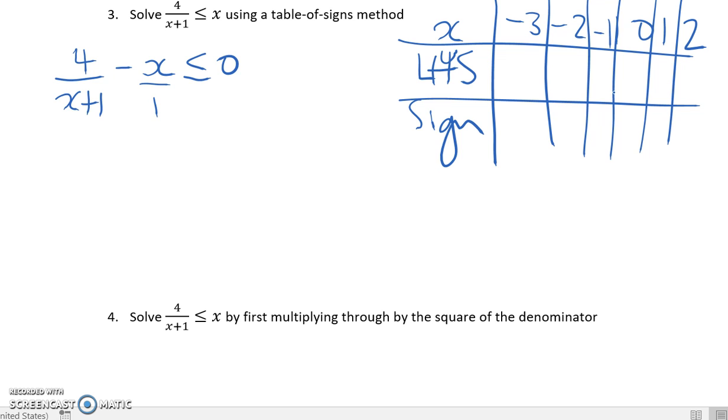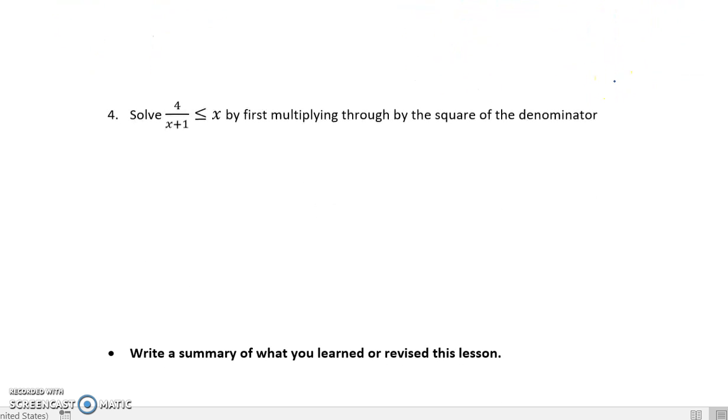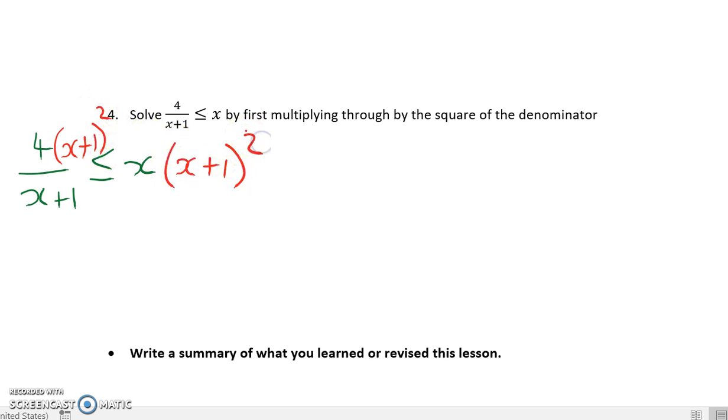And then with the second one, it's the same question, but you're going to be using the square of the denominator. So this one, you don't have to get everything onto the left-hand side. What you want to do is multiply both sides by x plus 1 squared. So you're going to go this side multiplied by x plus 1 all squared, and this side multiplied by x plus 1 all squared. Work that out, move it onto the left, and then see what you end up with. You may also want to graph it. Okay, so have a go at those.